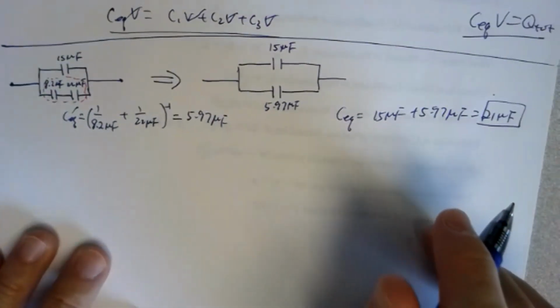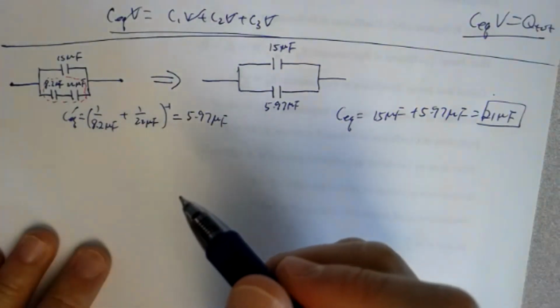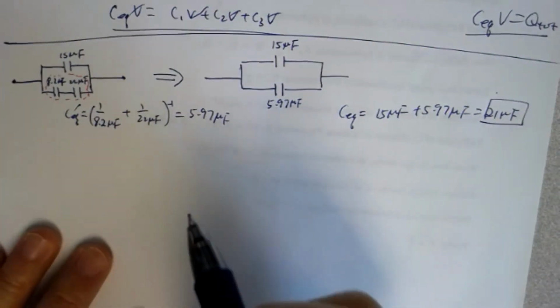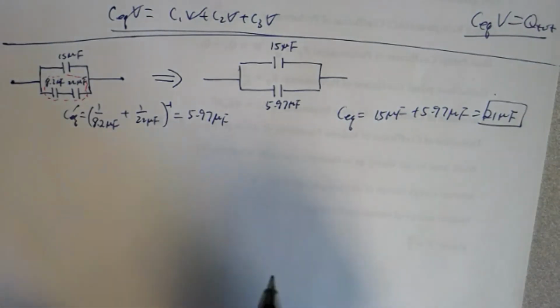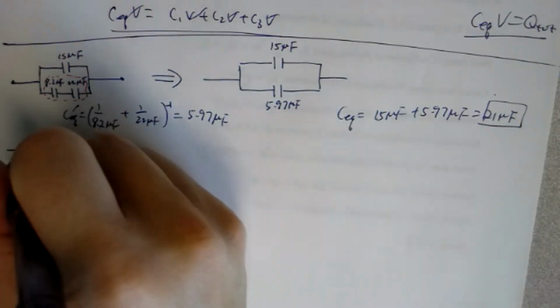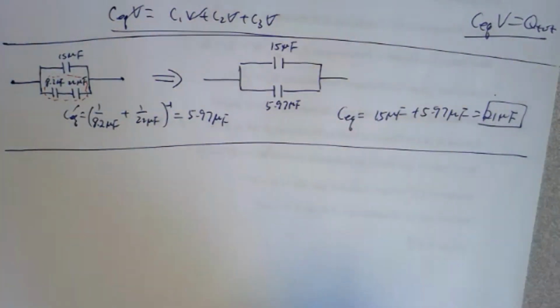So that's how you do it. If you have more complicated ones, then treat the part that is either in series or in parallel first, and then move on from there to see if that part is in series or in parallel with another part, and so on, just moving on one by one.